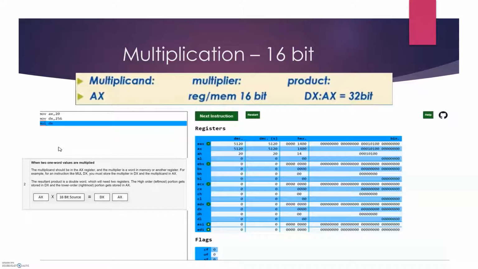The higher-order portion gets stored in DX, and the lower-order portion gets stored in AX. So AX times a 16-bit source equals DX AX. And here's the example. Move AL 20, move DX 256, multiply DX, and the result is over here, 5120.